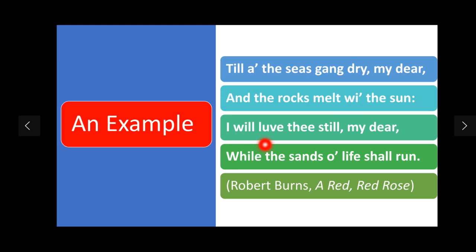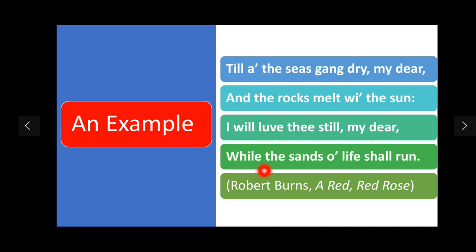"I will love thee still, my dear." Again you can see that the spelling of "love" is changed here, right? So this is a different pronunciation, right? "I will luve" rather than "love", right? So the letter O is replaced with the letter U.